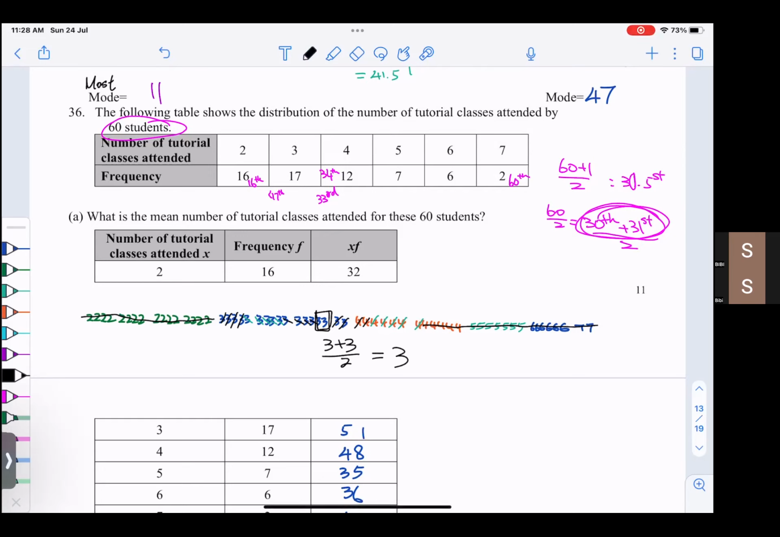So that's how you can find it as well. This is actually a method that you don't really have to think. So that's all for this part.